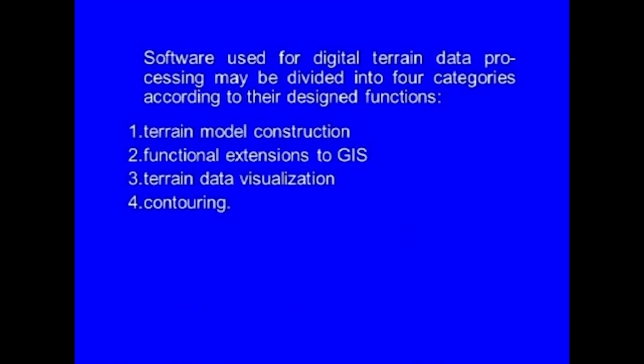Software used for digital terrain data processing may be divided into 4 categories according to their designed function, that is terrain model construction, functional extension to GIS, terrain data visualization, and 4th is contouring.